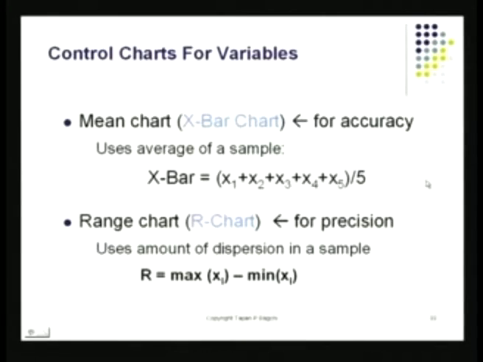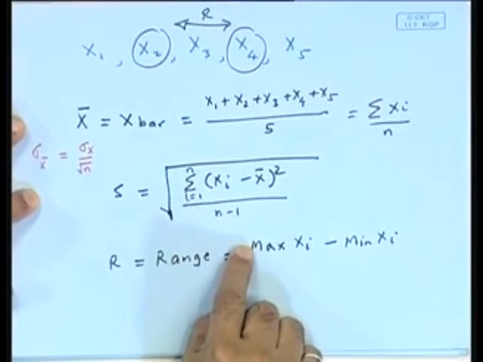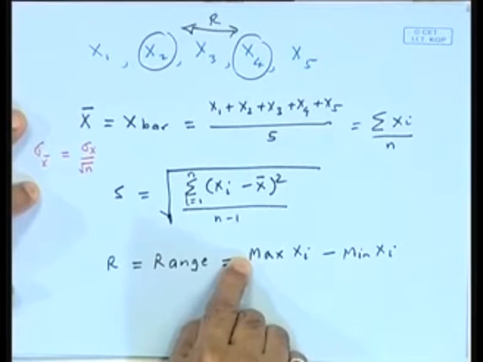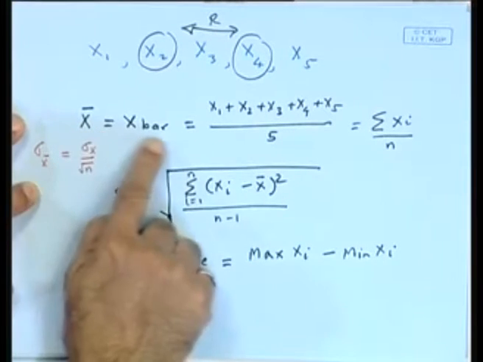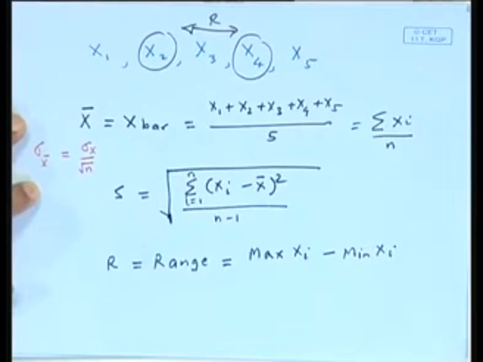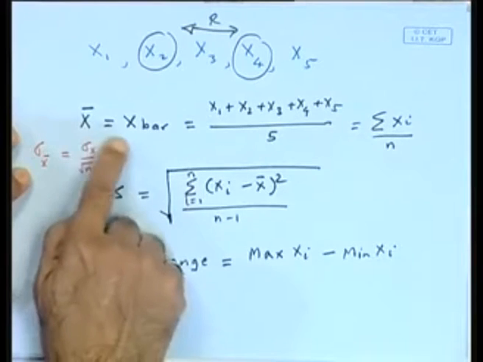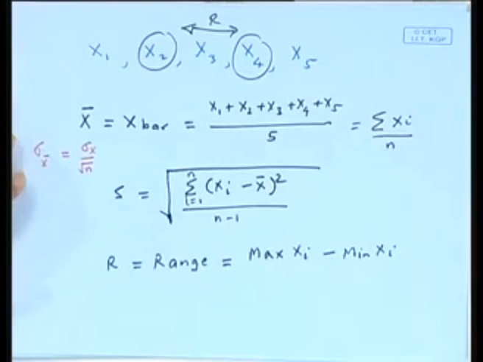Remember the formula that I gave you. I have this formula there that shows you exactly how to calculate your XBAR quantity. XBAR is sigma xi divided by n. That's it. And range is even simpler: max value of xi minus min value of xi.